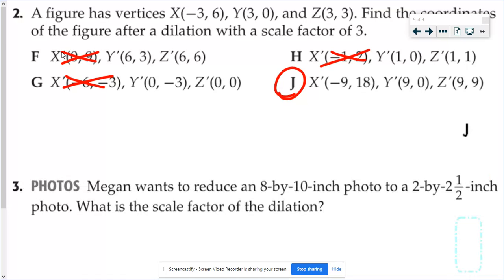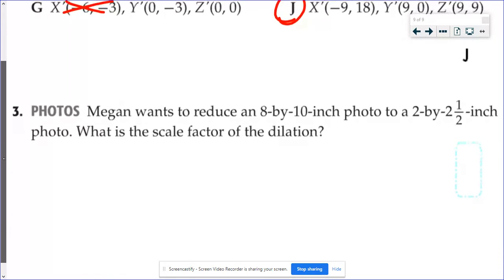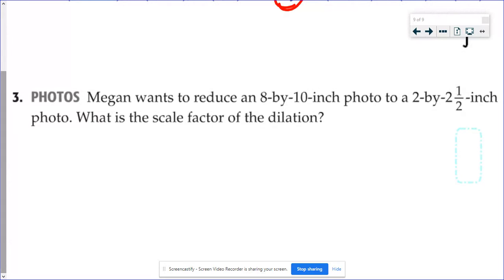And for the last problem, finding a scale factor. So she wants an 8 by 10 inch photo reduced to a 2 by 2.5 inch. I don't need to use both dimensions. I only need to use one of them. So let's use the one that has the nicer numbers. I'm going to use the 8 and the 2. They're the corresponding sides. And remember, I need the new number over the original number. So it should be 2 over 8, which we can simplify to 1/4. Since we were reducing the picture, we were making it smaller, it should be less than 1, so that makes sense.